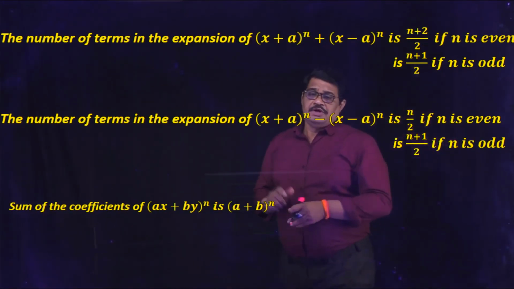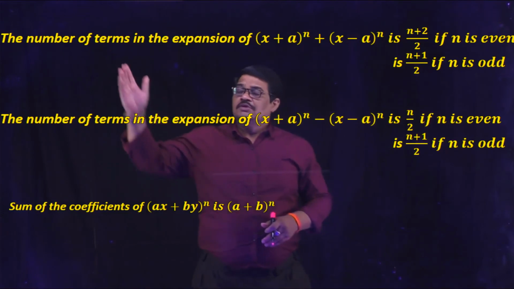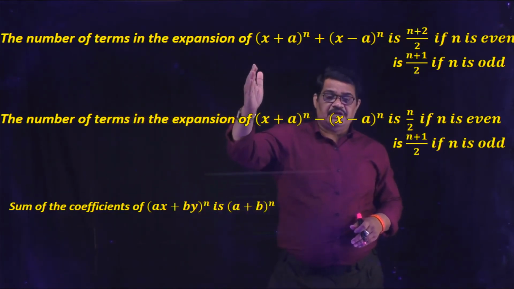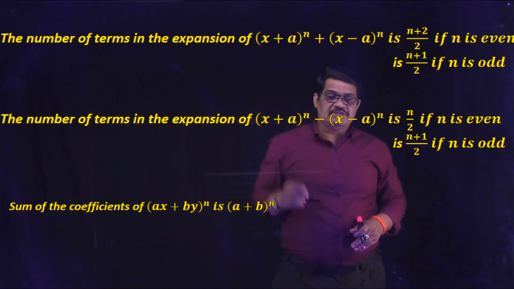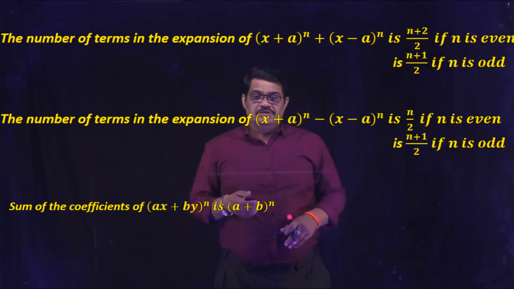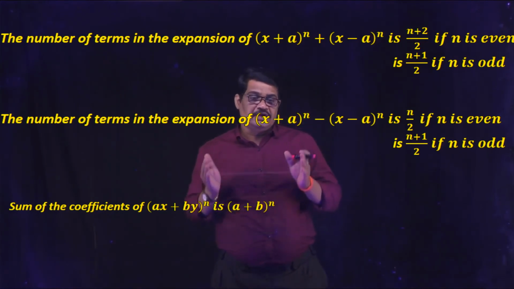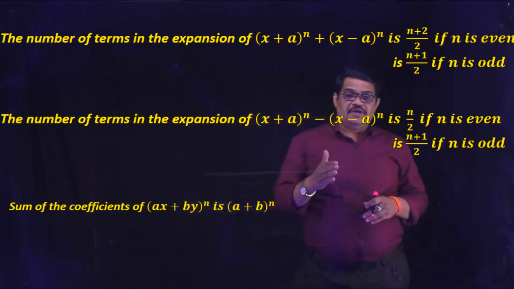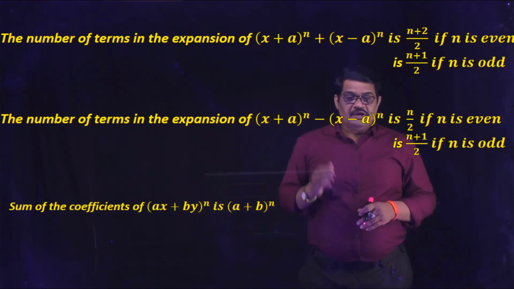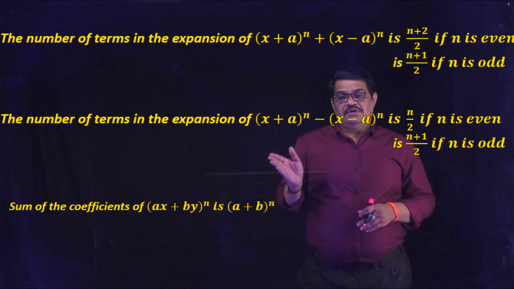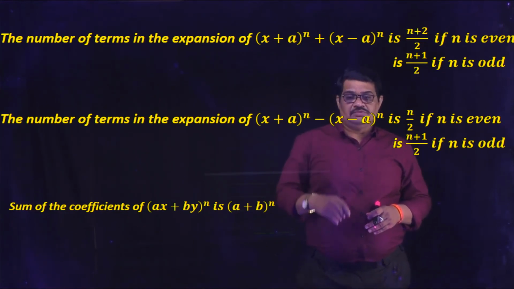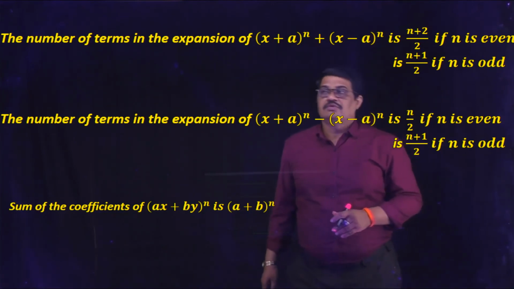Okay, next point. The number of terms in the expansion of (x + a)^n + (x − a)^n is (n + 2)/2 if n is even, and if n is odd, the number of terms in that expansion is (n + 1)/2. So it is a very useful formula.